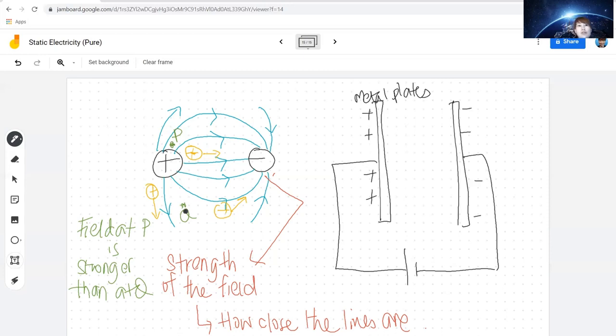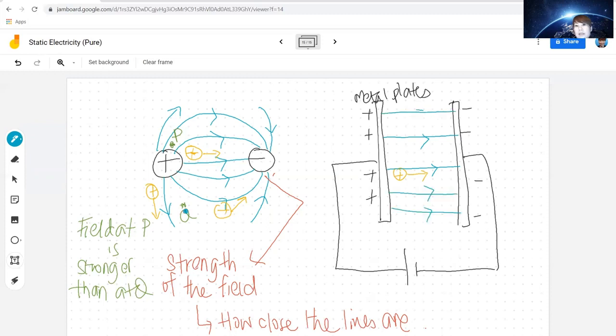So how do you illustrate the field? Again, you take a positive test charge and you put it here. You know that when you place a positive test charge here, it will be repelled from the positive plate and it will go straight to the negative plate because unlike charges attract. So when you draw your field lines, it will be in the same direction. For parallel metal plates, this is how the field lines look.